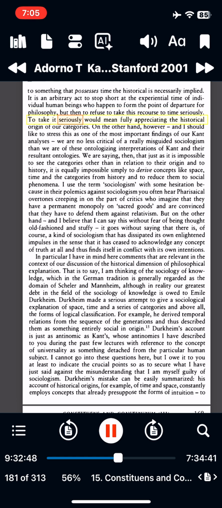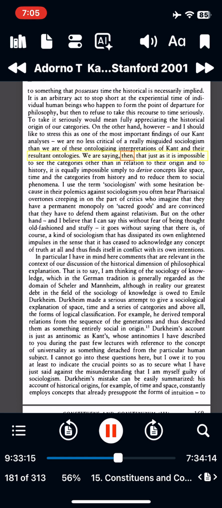To take it seriously would mean fully appreciating the historical origin of our categories. On the other hand, however, and I should like to stress this as one of the most important findings of our Kant analyses, we are no less critical of a really misguided sociologism than we are of these ontologizing interpretations of Kant and their resultant ontologies.